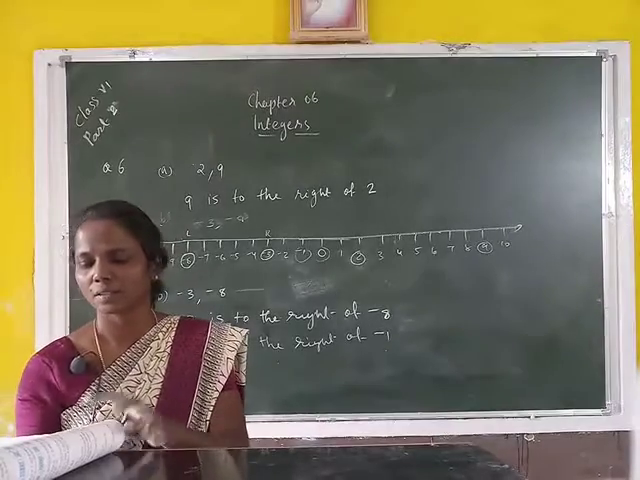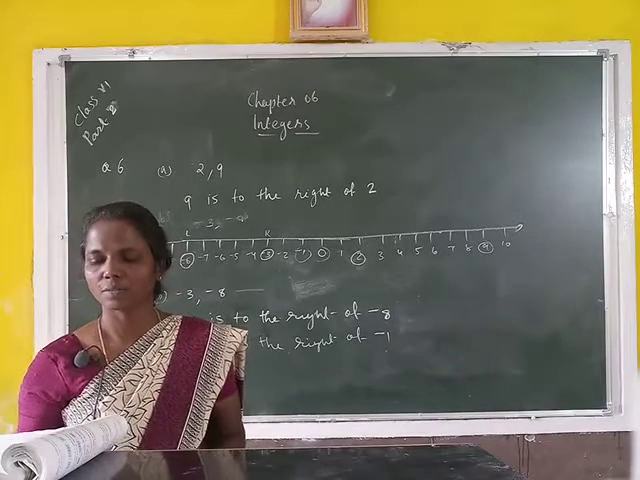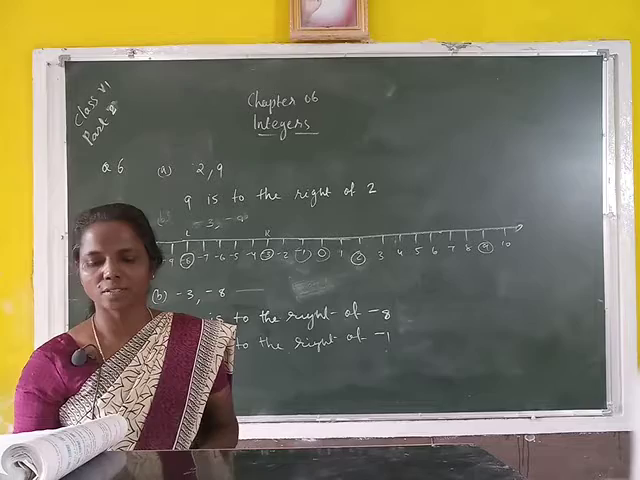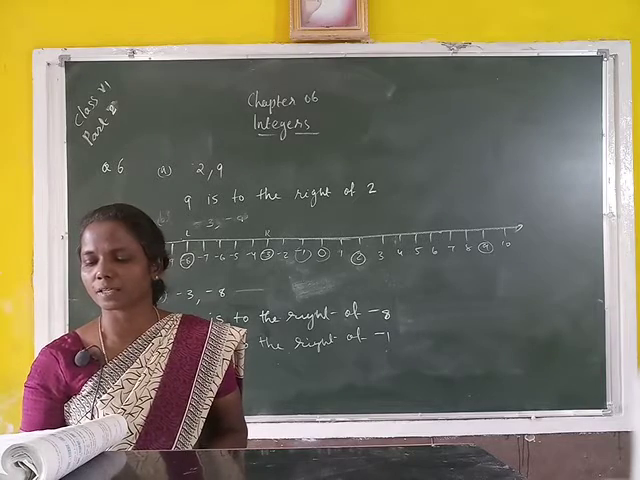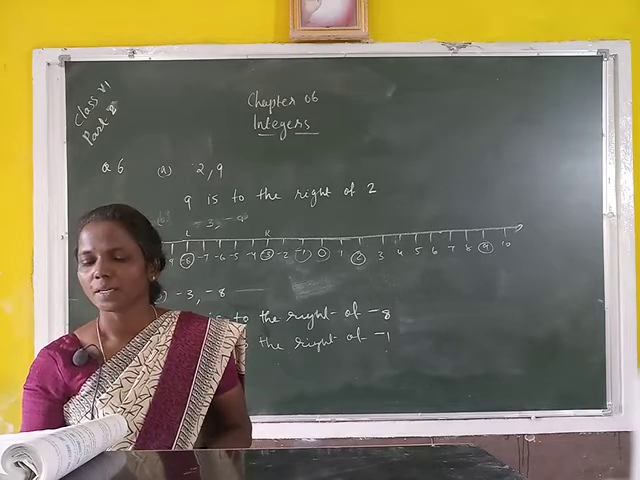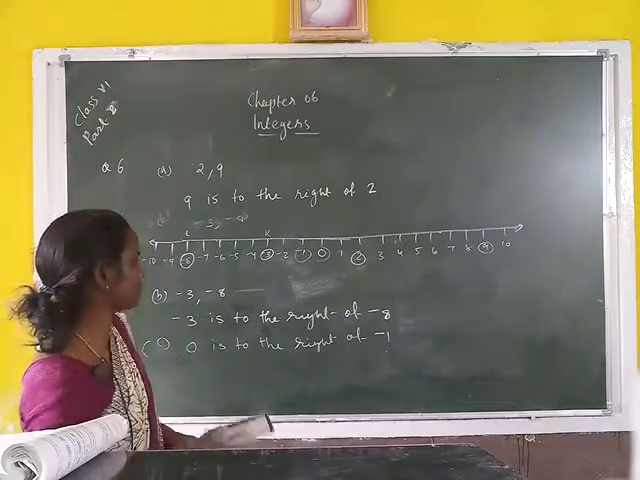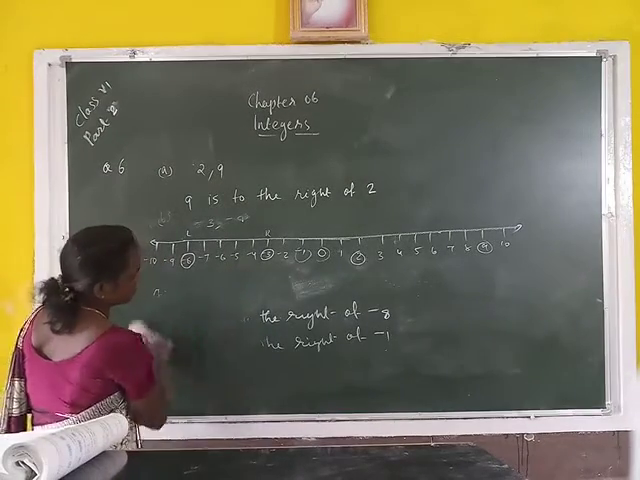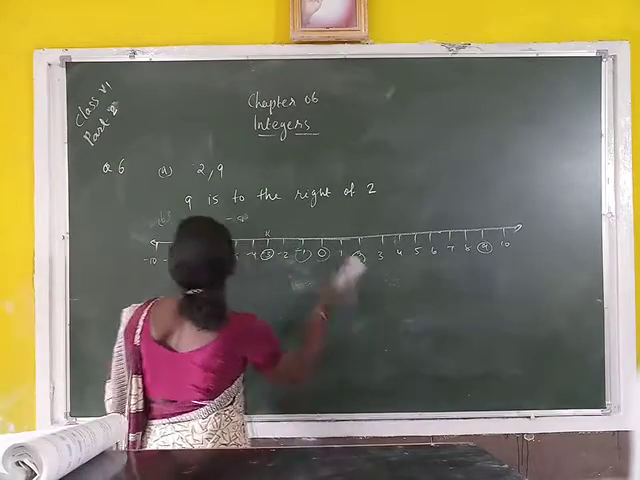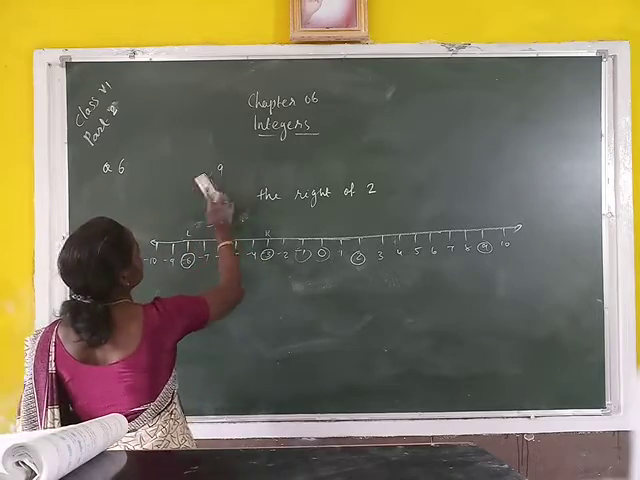The balance you can write yourself. The next question number 7. Write the integers between the given pair. Write them in increasing order. Increasing order means write the numbers from smallest to biggest.